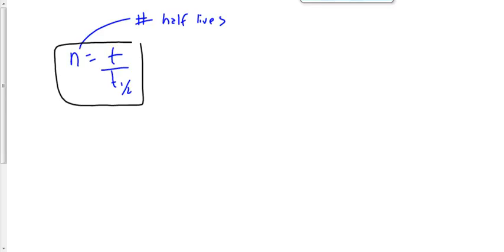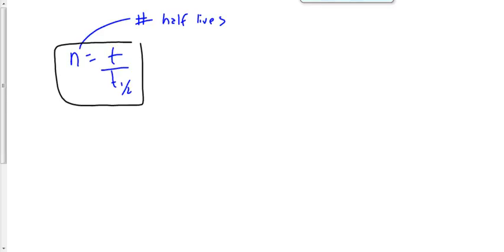T1/2. Now, here's an equation. N stands for the number of half-lives. It's going to be equal to T over T1/2. What do you think T stands for? The number of anything is the total divided by the amount for one, right? The number of half-lives is the total time divided by the time for one half-life. This is not on our data sheet. You're going to have to remember this one or figure it out. The number of half-lives that have elapsed is the total time divided by the half-life.